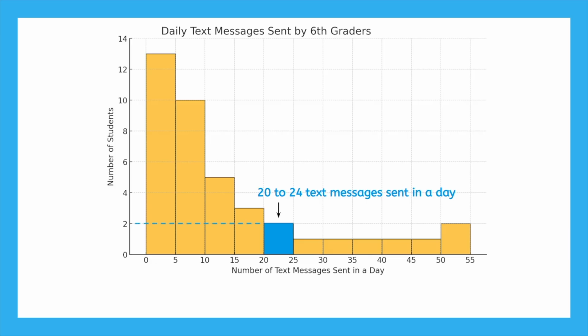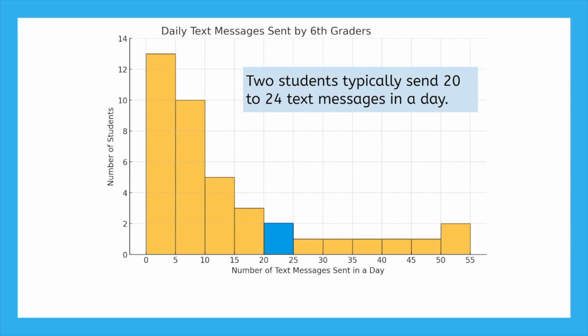How tall is the bar? It's lined up with the 2 on the y-axis. But 2 of what exactly? Looking at the y-axis, this means the bar represents 2 students. So what are the bin and the bar telling us together? It's telling us that there are 2 students from the data who typically send 20 to 24 text messages a day.